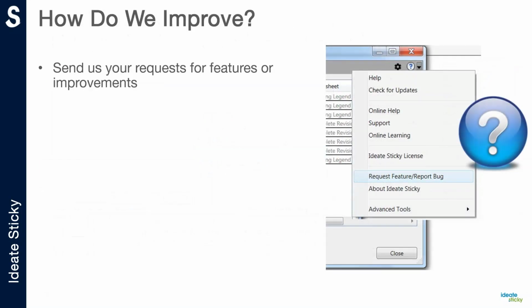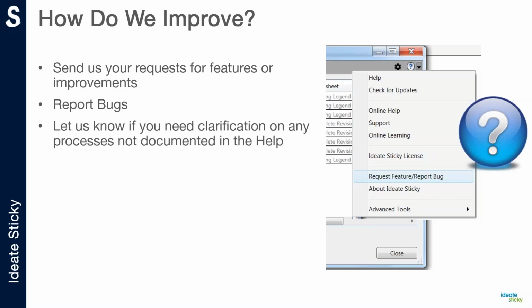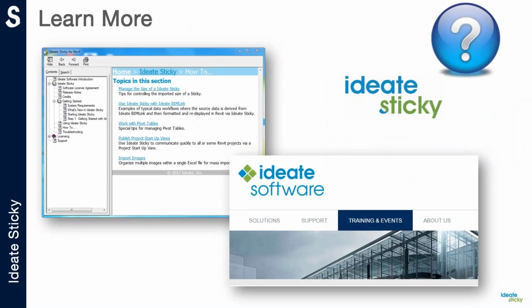So speaking of updates, how do we improve? The pull-down menu I mentioned, you can request a feature, you can report a bug, you can also check for your updates to make sure you have the latest and greatest. So all that information, we definitely want to hear from you, and we want to know about how you're using our tools and what you'd like to see in future versions of our software.